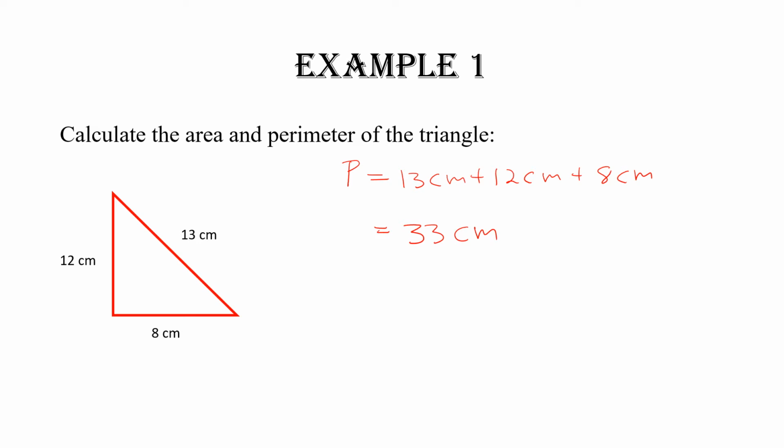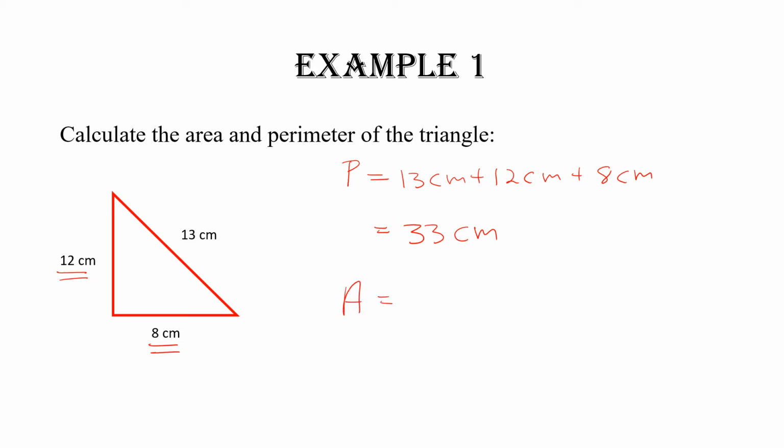Area, now. Remember, for the area, there are three formulas, but we have to know the conditions. In this one, if we want, we could use Heron's formula. Why? Because we're given three sides. But again, our focus today is half base times height. And guess what? That could work here too, because we're given the height and we're given the base. So let's work with that. That's our focus for today.